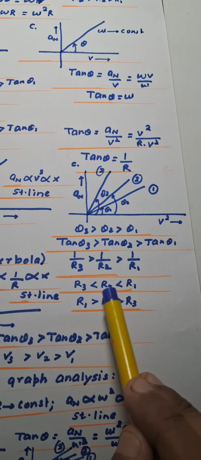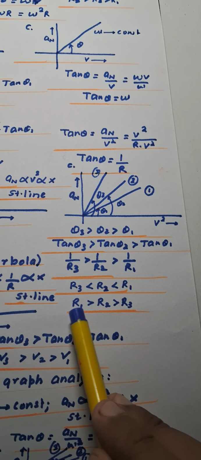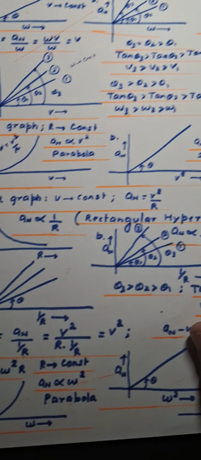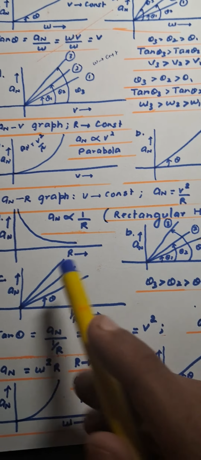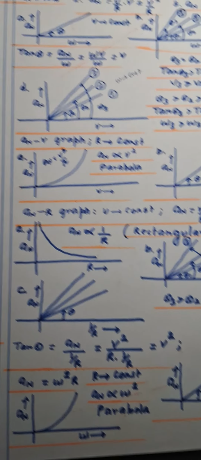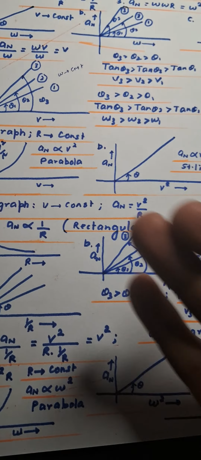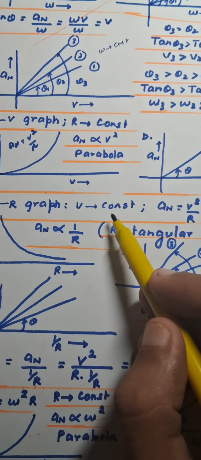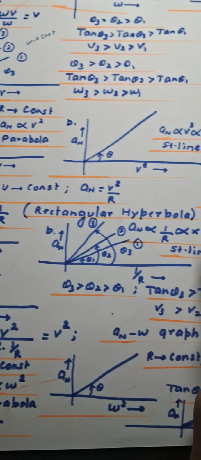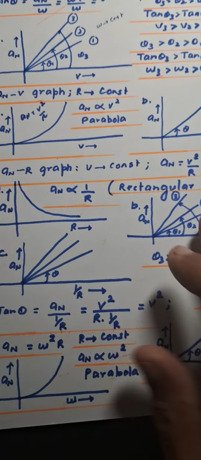That means R3 is less than R2 less than R1, that means R1 is greater than R2 greater than R3. So this is the analysis that we can make. Now if we see the graph between An and R, so An is V square by R. So if V is constant, so here we have assumed that V is constant, An is proportional to 1 by R, so the graph will be a rectangular hyperbola as shown in the figure over here.